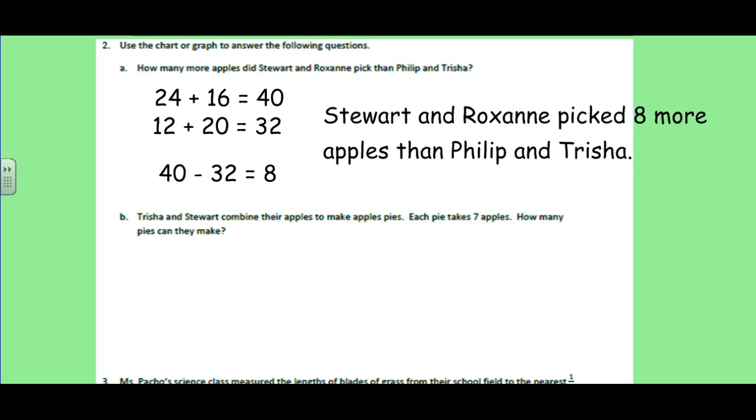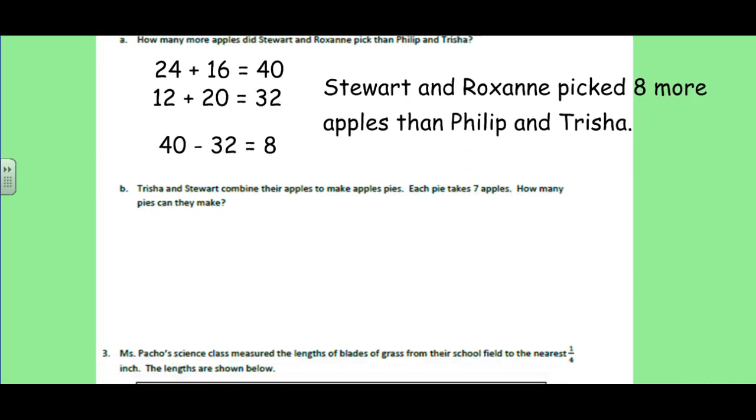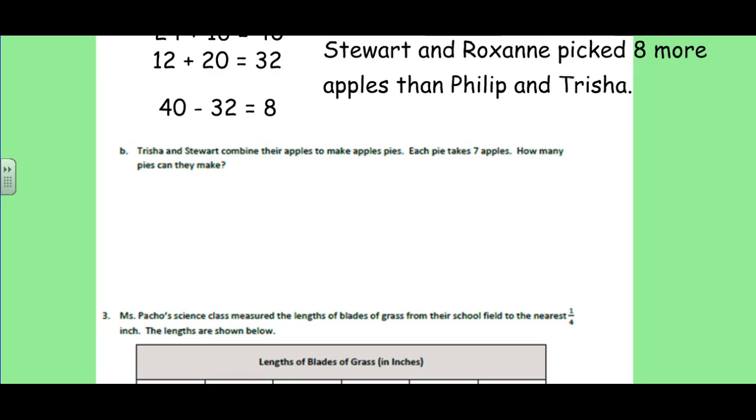So when you subtract 40 and 32, you're left with 8. So to answer the question, you should have put Stuart and Roxanne picked 8 more apples than Philip and Trisha did. So now we're going to move on to part B. It says Trisha and Stuart combine their apples to make apple pies. And we did not add together Stuart and Trisha up here, so we're going to have to get a new number. You can't look up here and look at 40 or 32. We're going to have to add Stuart and Trisha together this time.